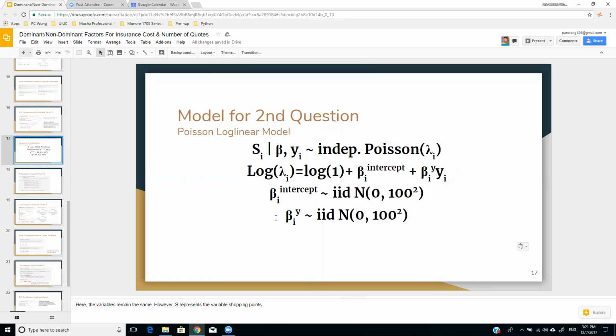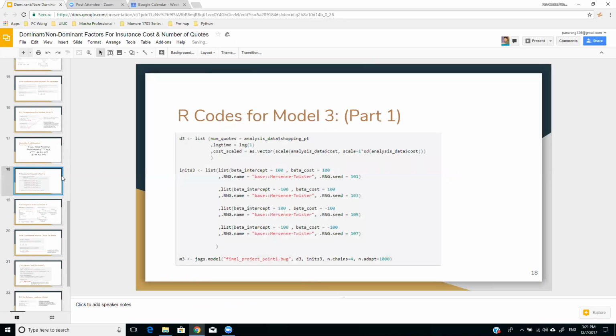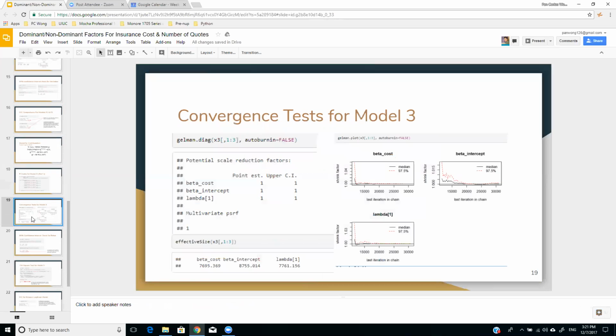For the betas, we assume that they are normally distributed with a really flat prior because we don't know much about the distribution of the betas. We set up 4 chains with extreme values and ran a JAX model. After running the model, we did a convergence test looking at the Gelman-Rubin diagnostics as well as the plots. There are no convergence issues. The effective sample sizes are greater than 400, so that is good.